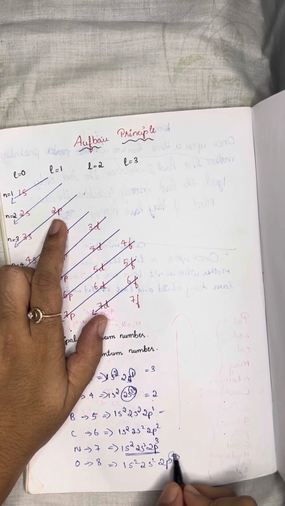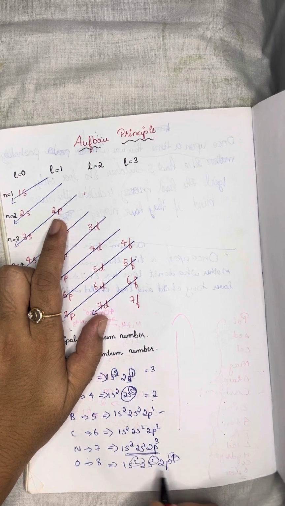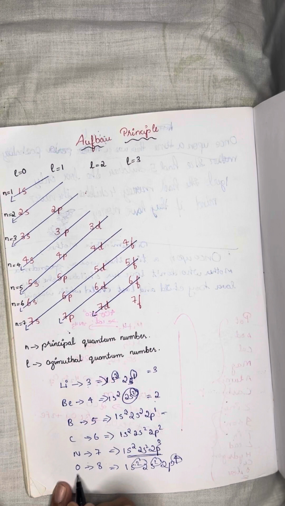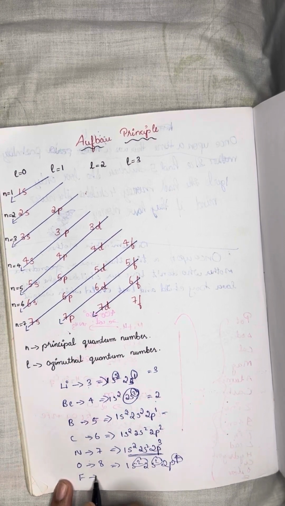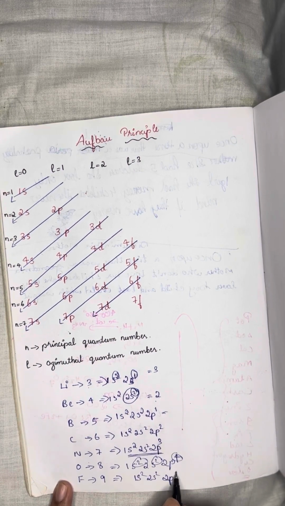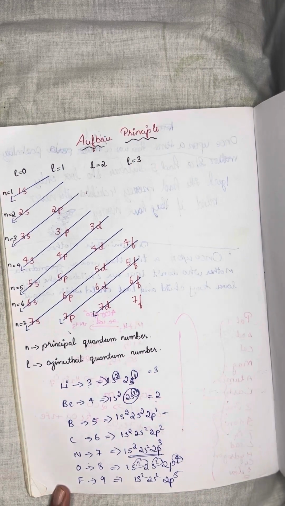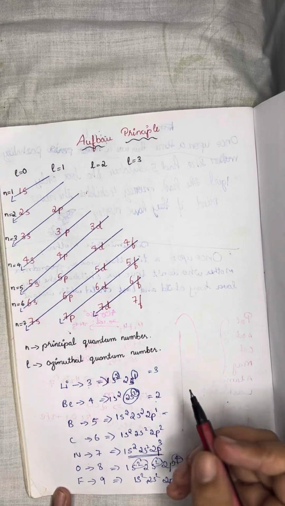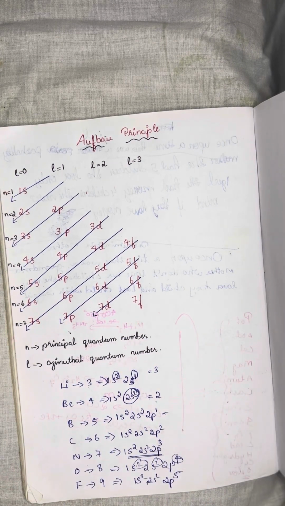So now count: 4 plus 2 is equal to 6, 7, 8. So here oxygen has 8 electrons. Next is fluorine, atomic number 9, right? So here 1s2, 2s2, 2p5. Count the total number of electrons: 5, 6, 7, 8, 9. And it follows as it is.